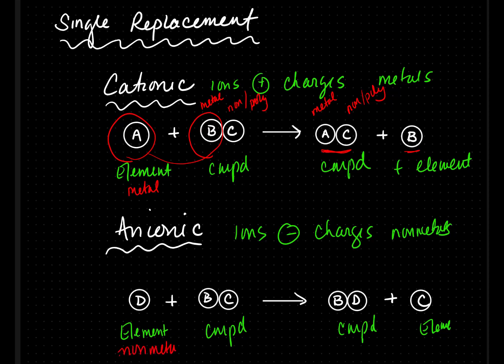Because if I look at the compound BC, again, the first one is a metal or ammonium. The second one has to be a nonmetal or a polyatomic. So if we create a new compound, the first element, again, has to be a metal or ammonium, and the second one has to be a nonmetal or a polyatomic. So if you notice, D replaced C and combined with B. Since D replaced C and C was a nonmetal or polyatomic, D has to be a nonmetal, and C is the new nonmetal by itself.